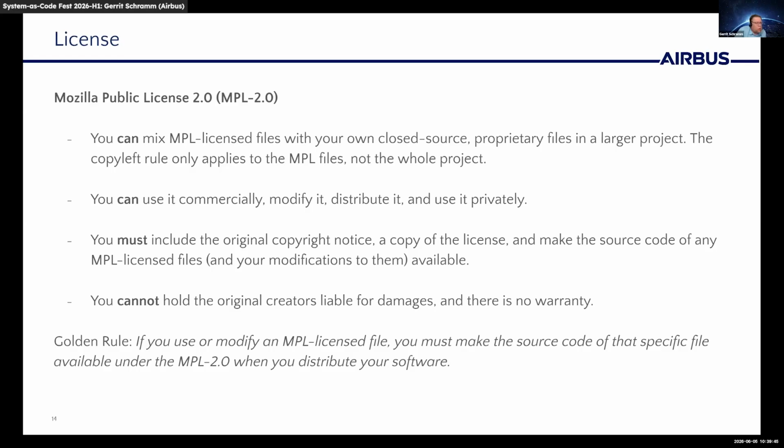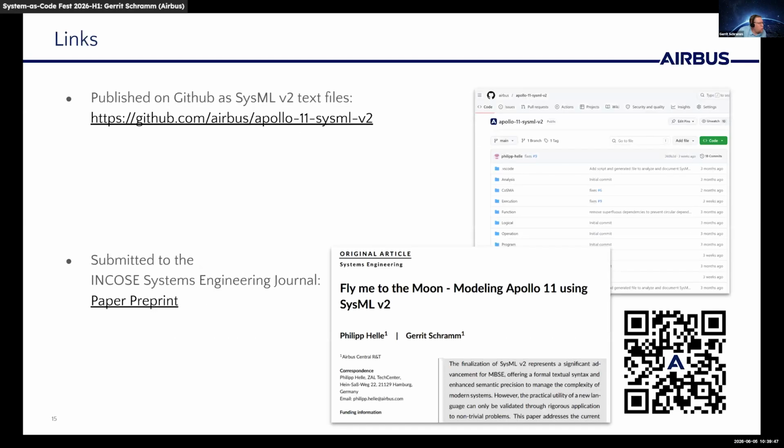So where do you get it? It's on GitHub. Go to github.com/airbus/Apollo11 SysML v2, and this is where you find it. What you would also find if you go to ResearchGate, we have a preprint paper explaining much more details of this model, including the CoSMA framework. And we're really happy to share it. We are really happy to discuss with you.